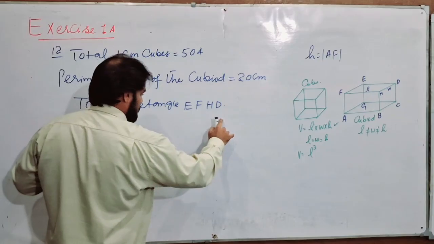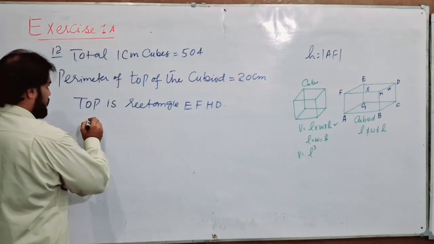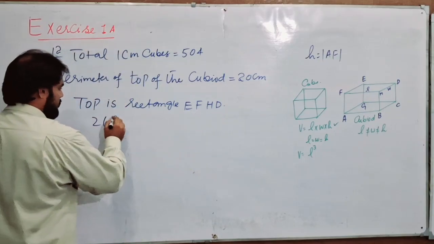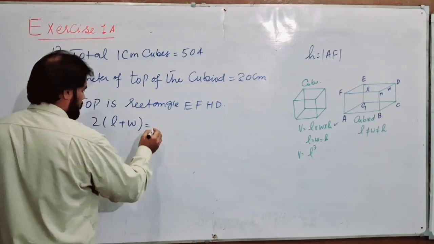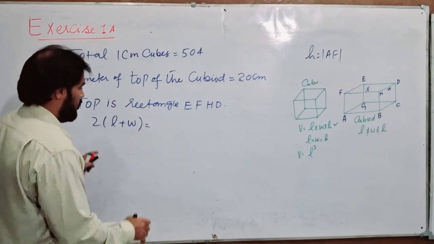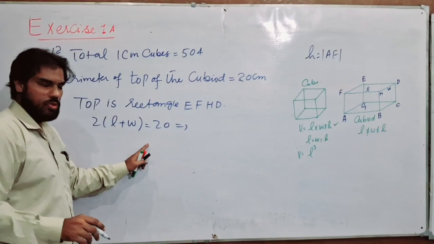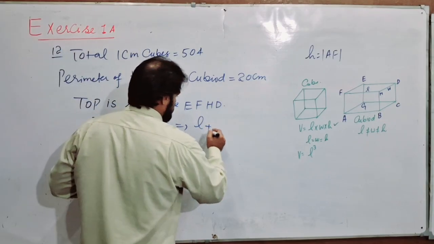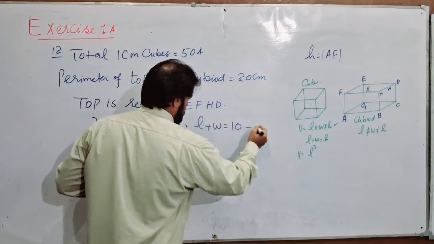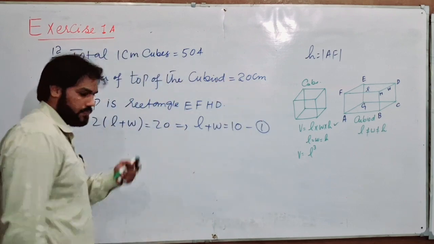Top is a rectangle EFHD. Perimeter of a rectangle is 2 times (length plus width). This is the formula of the perimeter of a rectangle, you know. This is equal to 20. If you divide both sides by 2, this gives L plus W is equal to 10. This is equation number 1.